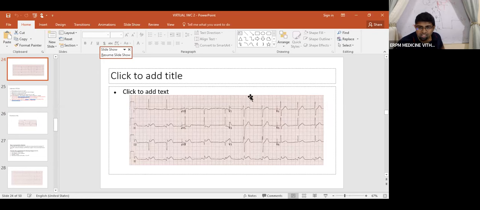If you look at V1 in a normal ECG, it is a small R wave with a deep S wave. The R wave is not dominant; the S wave is dominant. But when you develop a posterior infarction, look at the R wave here. The R wave is what? Tall. Understood?